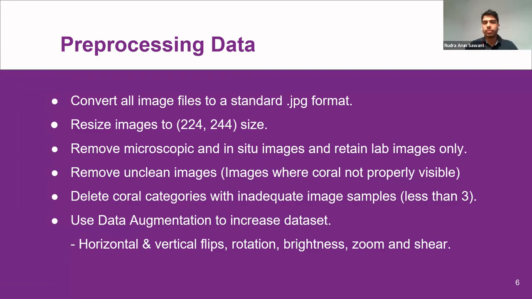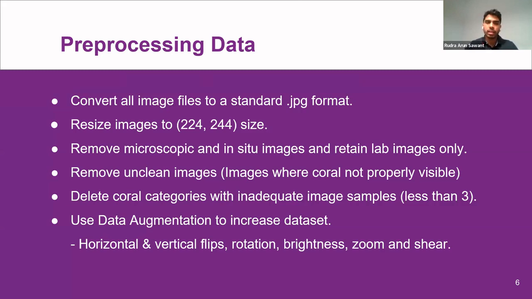And then we removed the microscopic and in situ images. This was done because, due to the different types of images that were there, we wanted the models to be trained on only one kind of images, because the microscopic images and the lab images were totally different. Like, we couldn't actually compare these 2 images. That's why we said we need to have standard images that the model trains on, and that's why we used only the lab images, which didn't have any background noise, which didn't have any other objects in it.